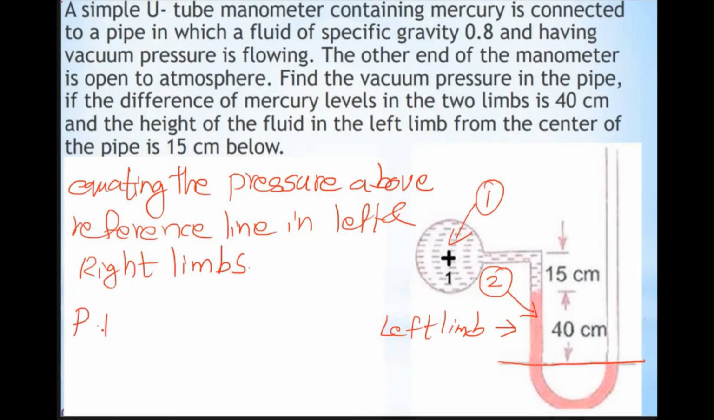So we will get P. P is the pressure of the fluid flowing through the pipe. I am denoting it as PV, because it is a vacuum pressure, plus. So here there is a dimension 15 centimeter and another dimension 40 centimeter. The height of the mercury column in the left limb, this height 40 centimeter, I am marking as H2, and this height, that is from the center of the pipe to the mercury level in the left limb, 15 centimeter, I am marking it as H1.